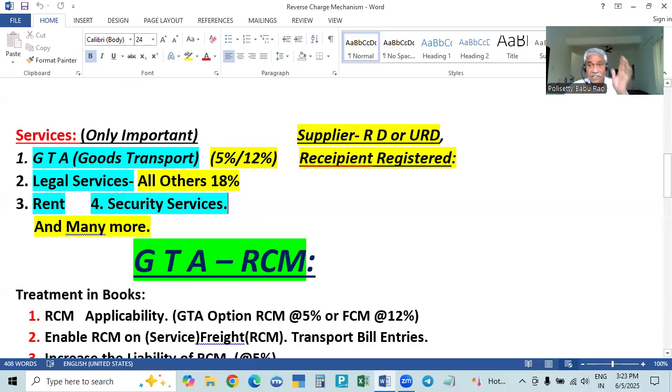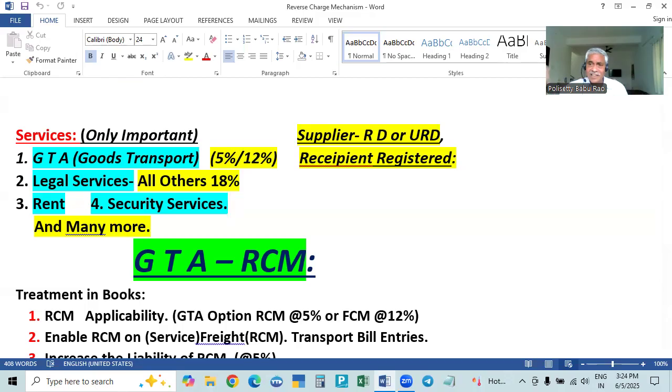In the case of a registered transporter, two options are given. First, he can opt for the RCM at 5%, so he will not collect any tax. That will be paid by the receiver. So he can opt for that. The second option is that he can take the option of collecting tax and paying it to the government.